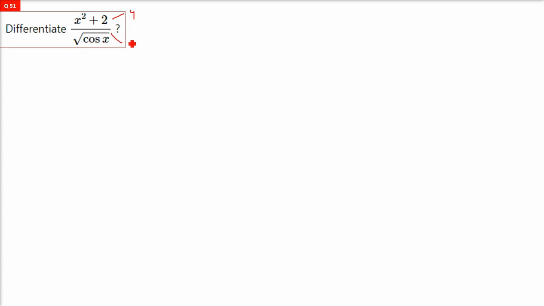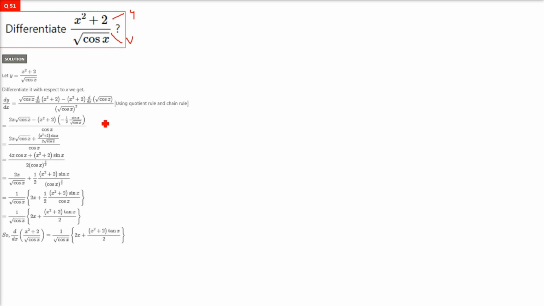Now assume the first one, the numerator, to be u and the denominator to be v. This kind of question we have already done. So if you just want to skip or you want to do it by yourself, I have presented the answer also. But those who want to learn how this is being done, you have to use the quotient rule, which we have already used in a lot of questions.